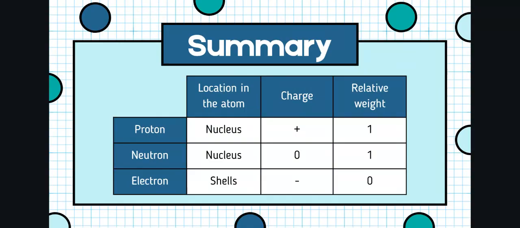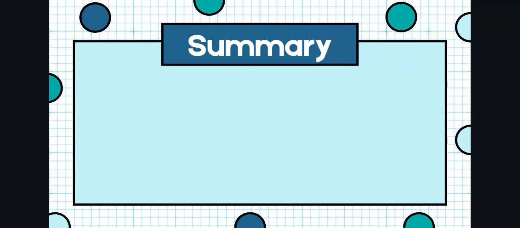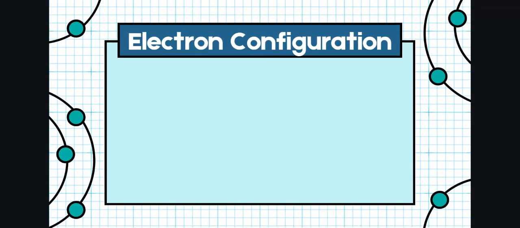Now that we've done that, before we can go on to electron configuration, we need to make a summary of all the things that we have learned so far. Proton's location in the atom is the nucleus. Charge is positive, and relative weight is not the exact one, but around that area is 1. Neutron's location is the nucleus. Charge is neutral, and relative weight is again 1. The electron's location in the atom is its valence shells, negative charge, and relative weight of 0. Now that we've tackled that, we can learn electron configuration.